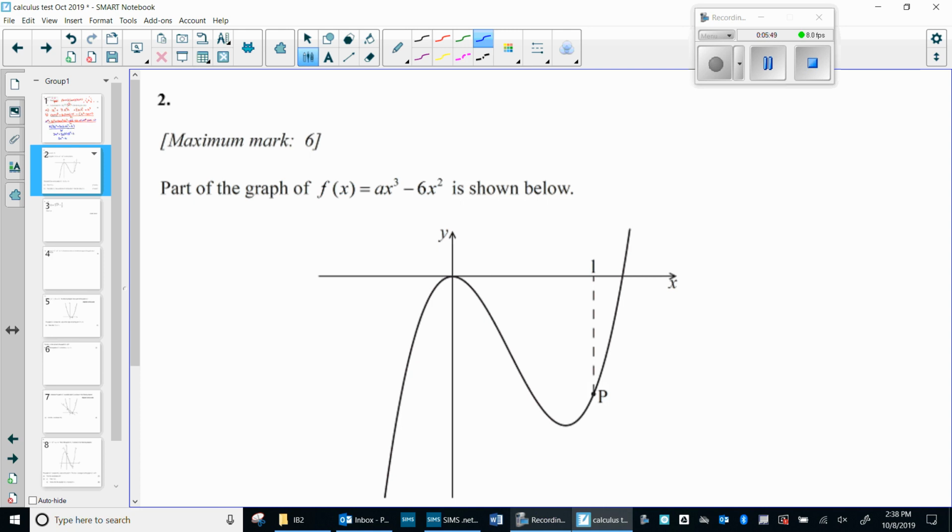Alright, so question 2. Part of the graph is shown below. Now, some of you were whinging and moaning at me earlier. You were saying, it was all graphs, it was all graphs. Well, what's calculus all about? But we haven't seen questions where we have to use a graph. You didn't have to use the graph. It was just there as a worksheet. I'm confused.